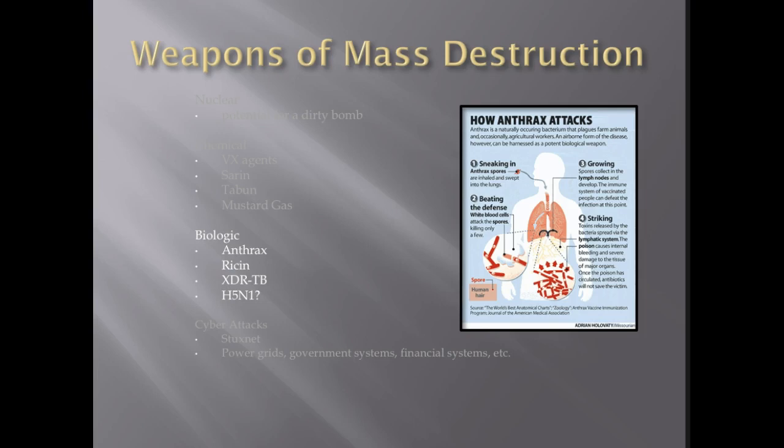We'll now discuss the biologic weapons of mass destruction, focusing on anthrax, ricin, XDR-TB, and H5N1. First, let's explore anthrax, and I presented a visual here on the screen of how anthrax works. Anthrax is a serious infectious disease caused by gram-positive rod-shaped bacteria known as Bacillus anthracis. Most forms are lethal. Anthrax can only be used as a weapon of mass destruction if it's atomized. That means if it's made into a very fine powder to circulate in the air.